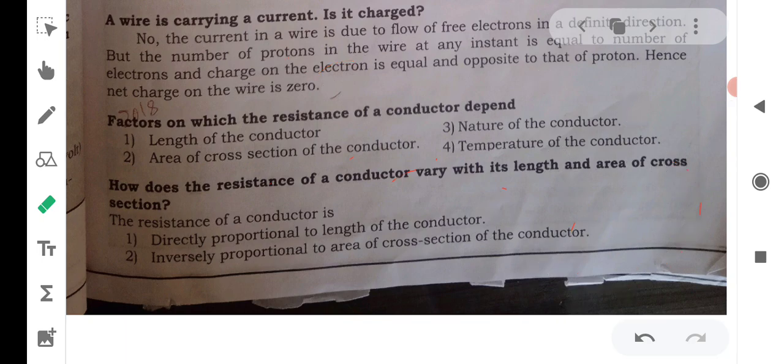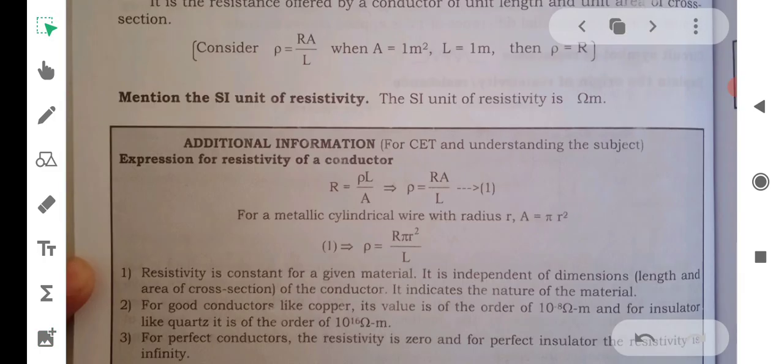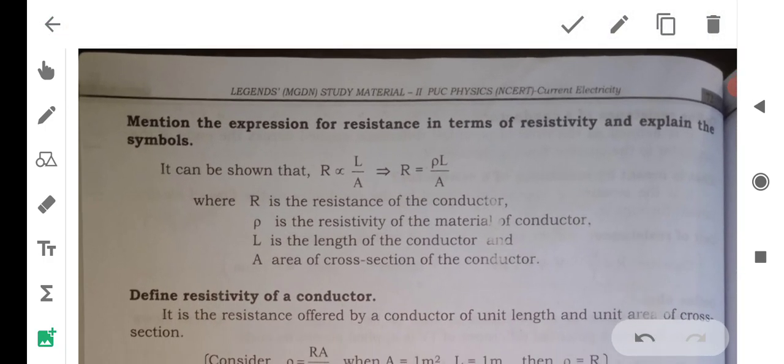Now how does the resistance of a conductor vary with its length and area of cross section? Dear students, we just discussed that the resistance of a conductor is directly proportional to the length of the conductor. R is directly proportional to L, and the second one is inversely proportional to area of cross section. R is inversely proportional to area of cross section. Right? Okay students, next we will discuss one more topic.